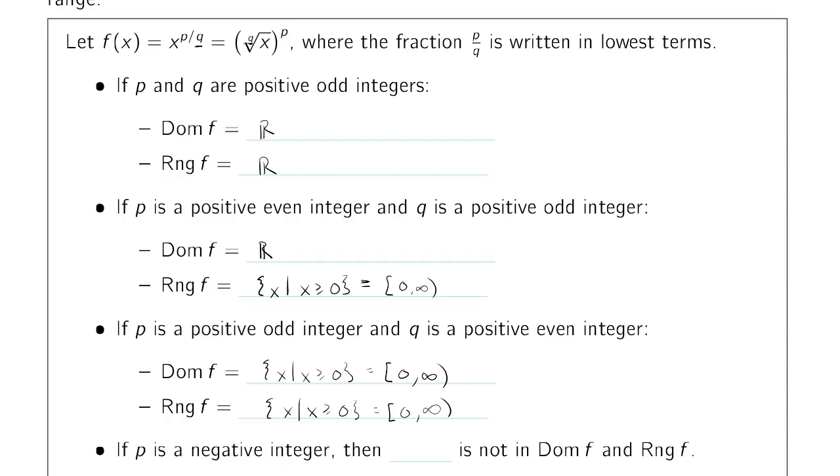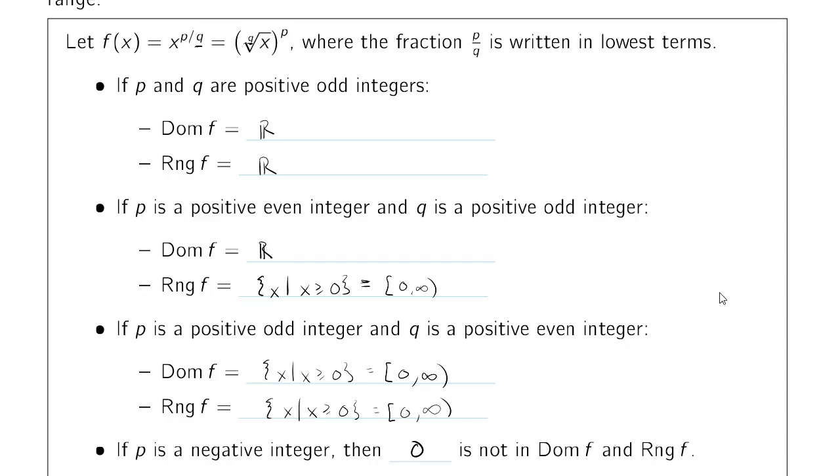And we can also think about negative exponent power functions while we're thinking about this. If p is a negative integer, the only difference is that 0 is not included in the domain and range.